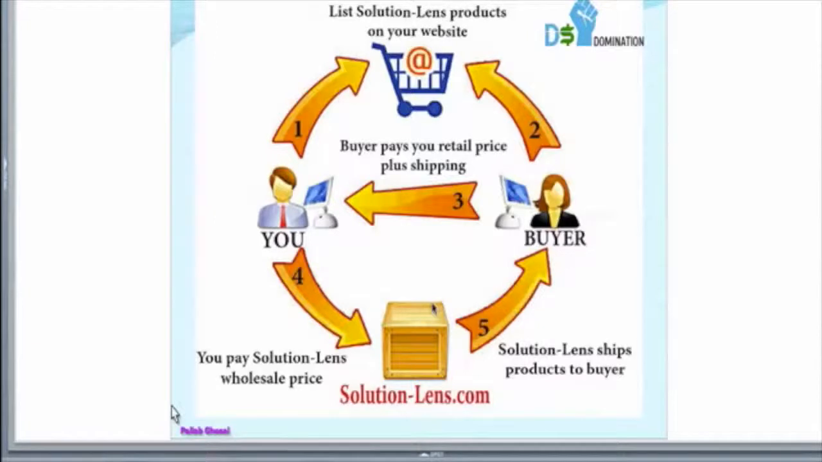Now once you get the money, what will you do? You will go to solutionslens.com, the company site, and type in the shipping address of the buyer, and straight away, by arrow number 5, you will ship the item to the buyer. As simple as that.